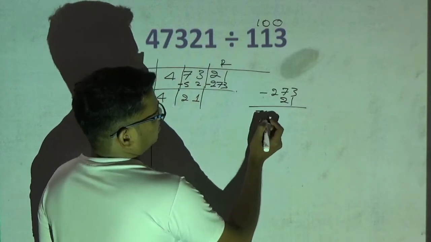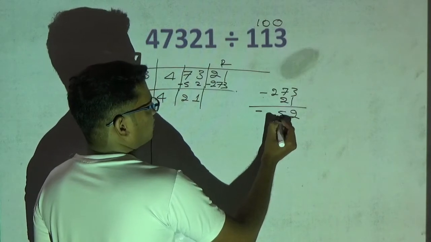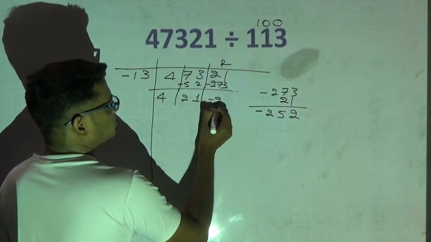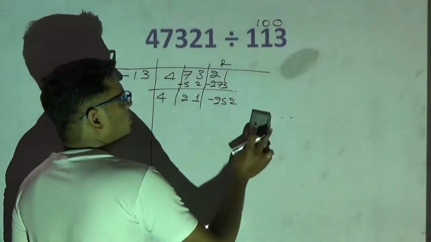This is minus 3, minus 1 is 2. 7 minus 2 is 5. Okay, this will be 2. So the remainder I am getting is minus 252. But this is not the final remainder. Okay, this is not the final remainder.